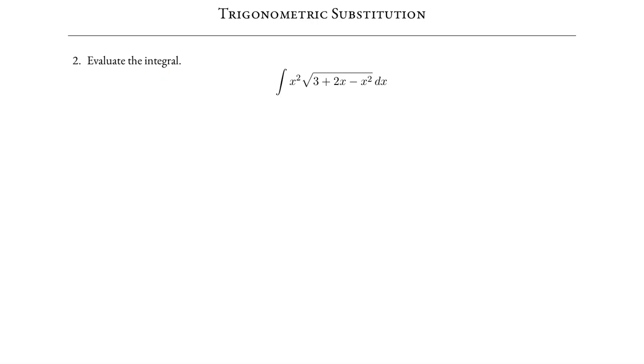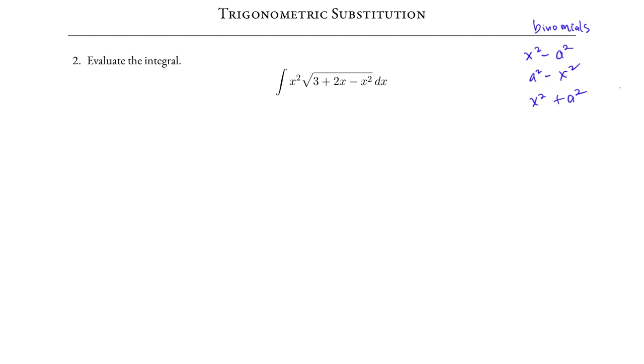Evaluate the integral of x squared times the square root of 3 plus 2x minus x squared dx. Notice that most of the trigonometric substitution integrals involve binomials of the form a squared minus another squared, where one is a variable and the other is a constant. Inside the radical is now a trinomial, so first we will need to complete the square.